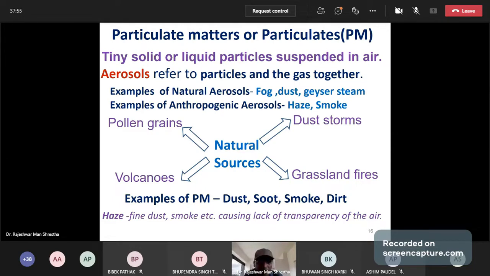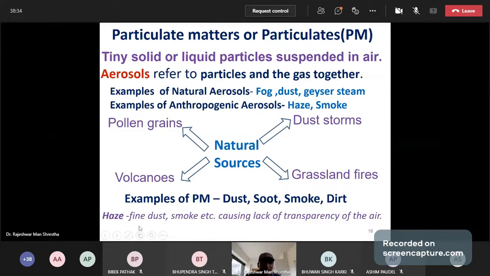Examples of natural aerosol are fog, dust, and geyser steam. And examples of anthropogenic aerosol are haze and smoke, which are produced by human beings. Particulate matter is released into the atmosphere in two ways, by natural sources and human sources. Pollen grains are natural particulate matter, as are dust storms from natural wind, and volcanic eruptions. From a volcanic eruption, a large amount of solid and liquid particulate matter is released. And from grassland fire, particulate matter is also released into the atmosphere by natural sources. Examples of particulate matter are dust, soot, smoke, and dirt.